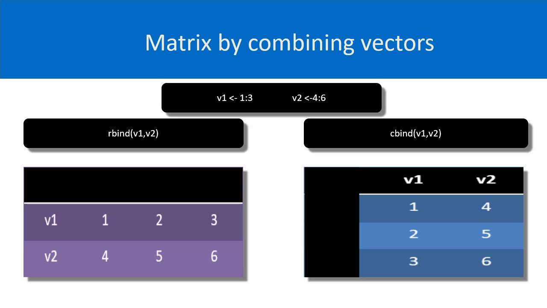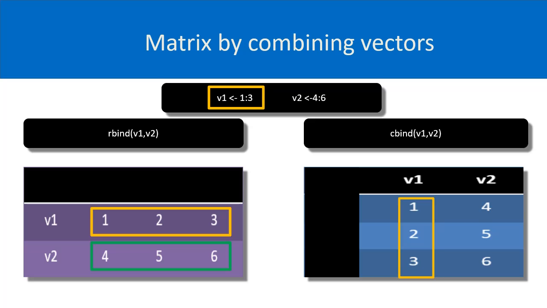In rbind, we combine the data of the vectors row after row. Therefore, R retains the names of the vectors as row names in the matrix that is produced. In cbind, we combine the data of the vectors column after column. Therefore, R retains the vector names as column names in the matrix that is produced. These functions are versatile and they can be used even to combine matrices to form a single matrix.